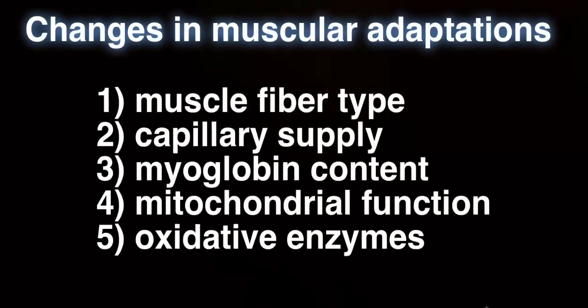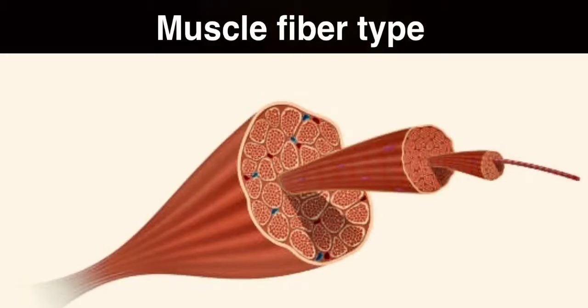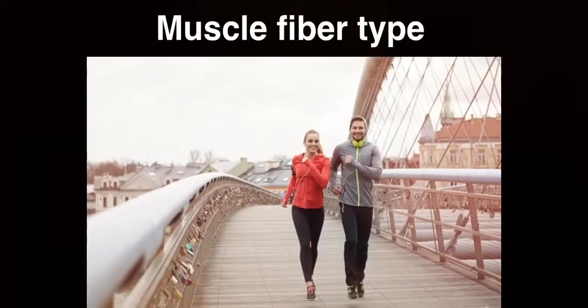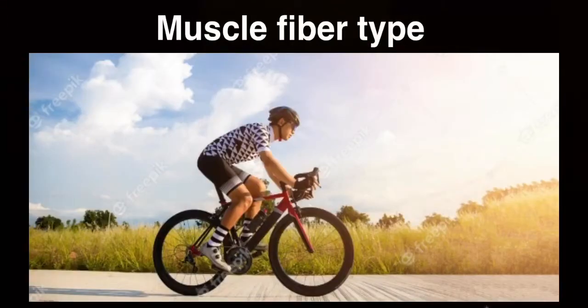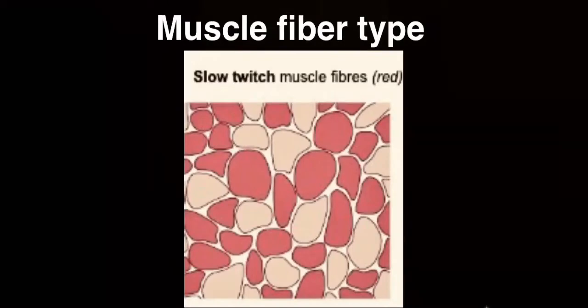Changes in muscular adaptations. Muscle fiber type. For example, aerobic activities such as jogging and cycling with low to moderate intensity are highly dependent on slow-twitch fibers, and these fibers become larger in response to a training stimulus compared to similar fast-twitch fibers.